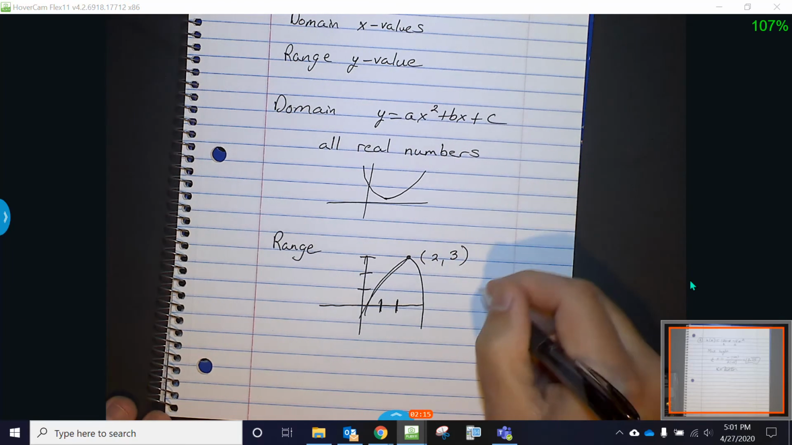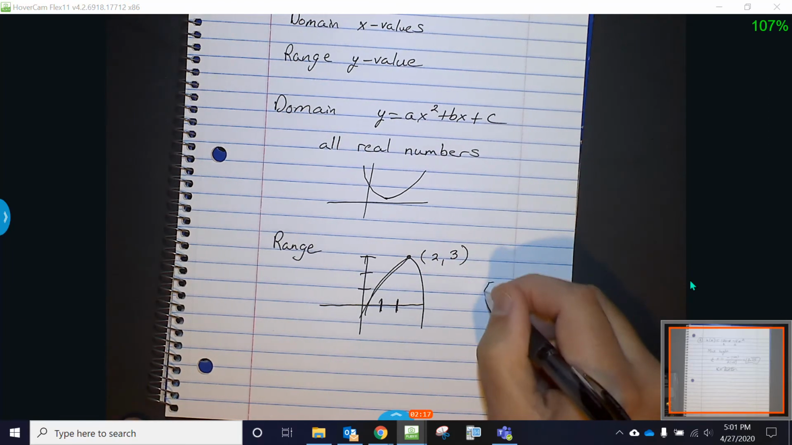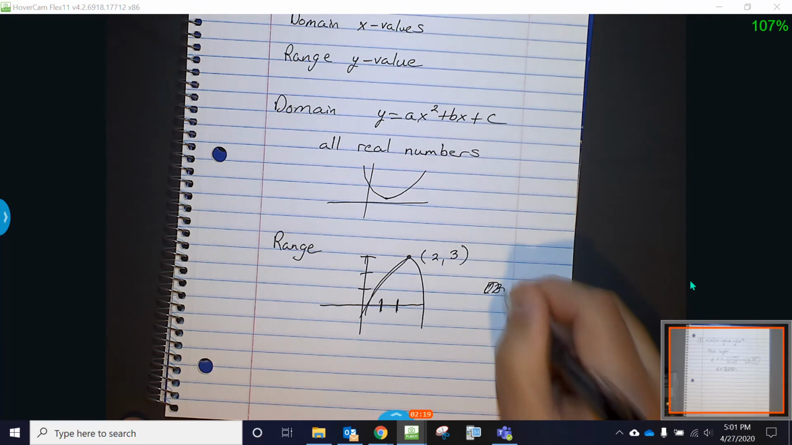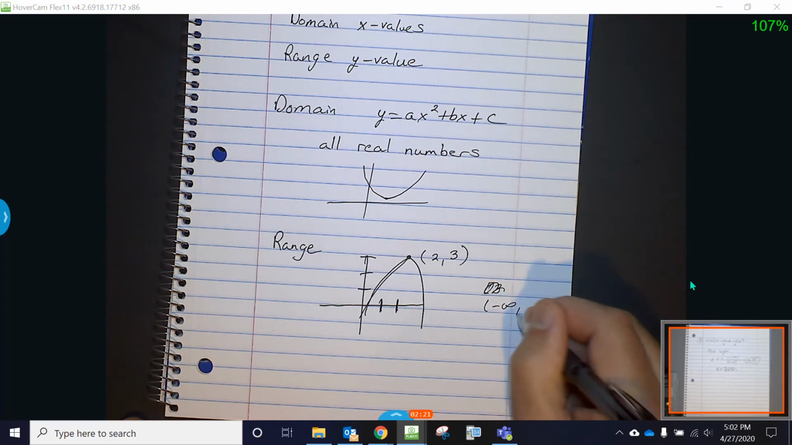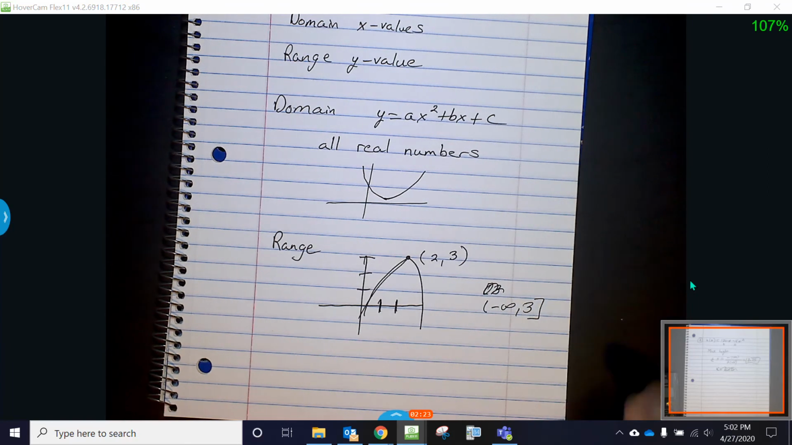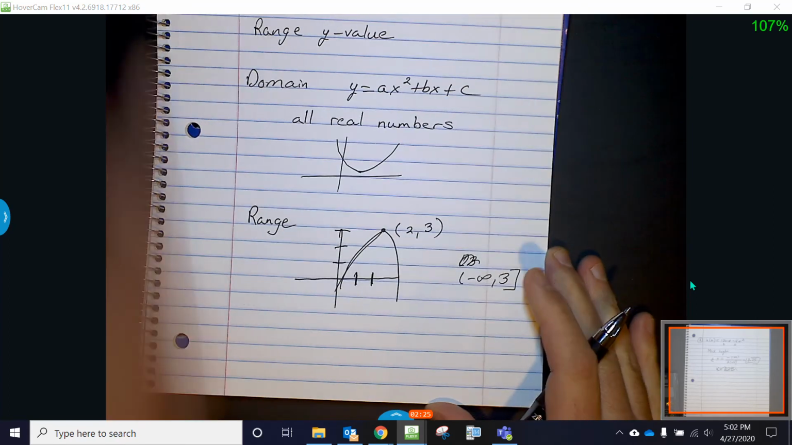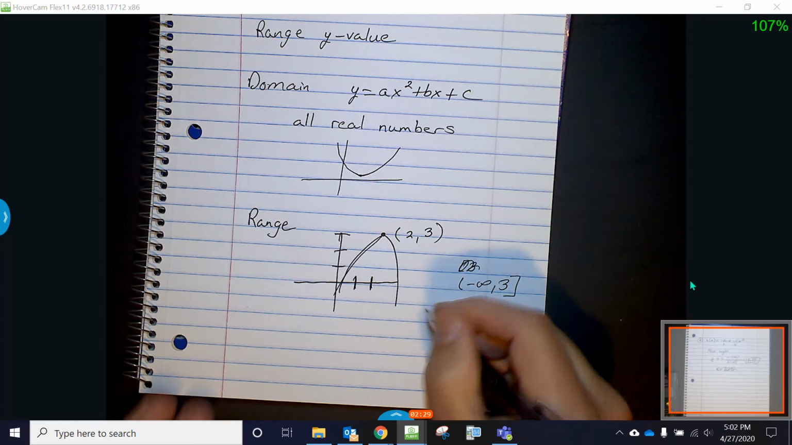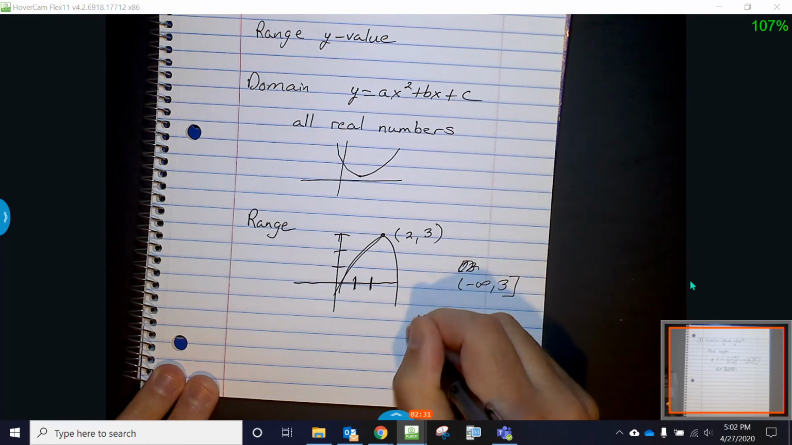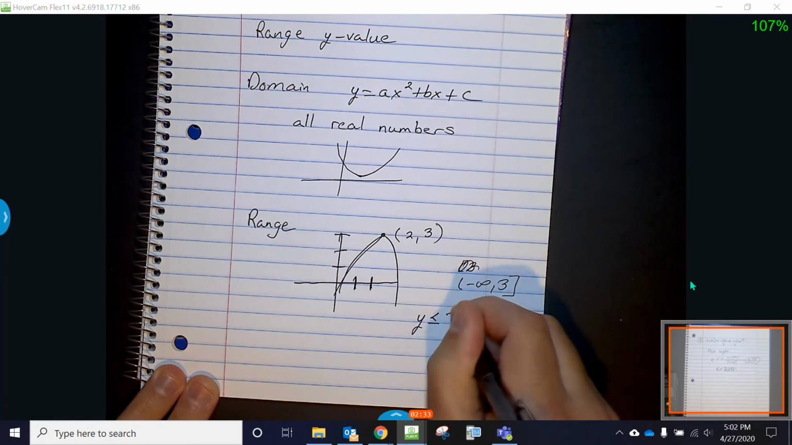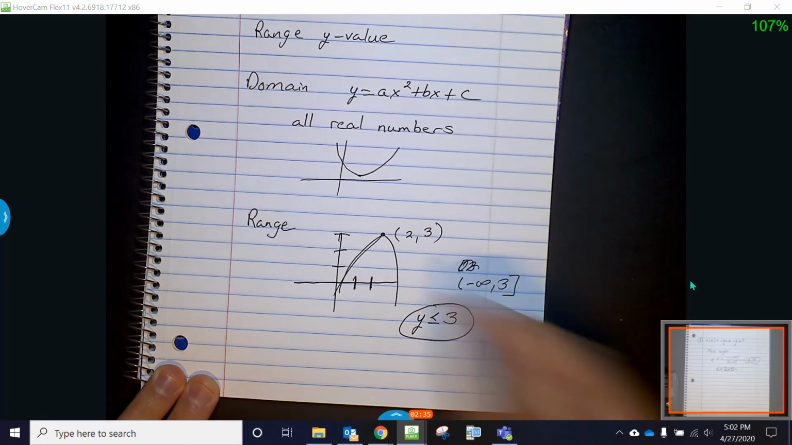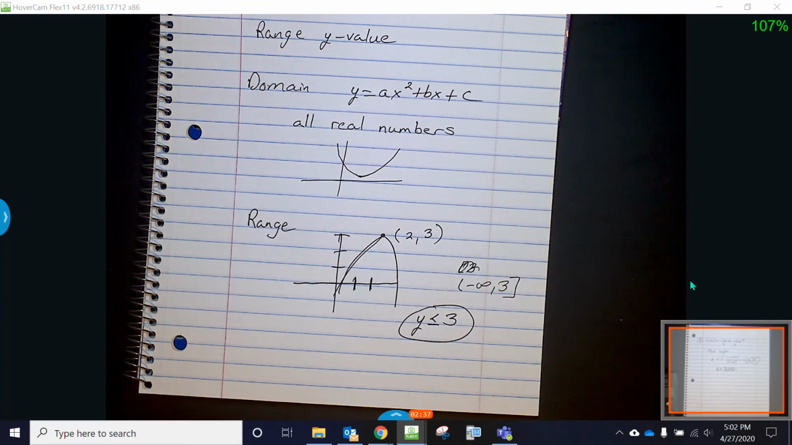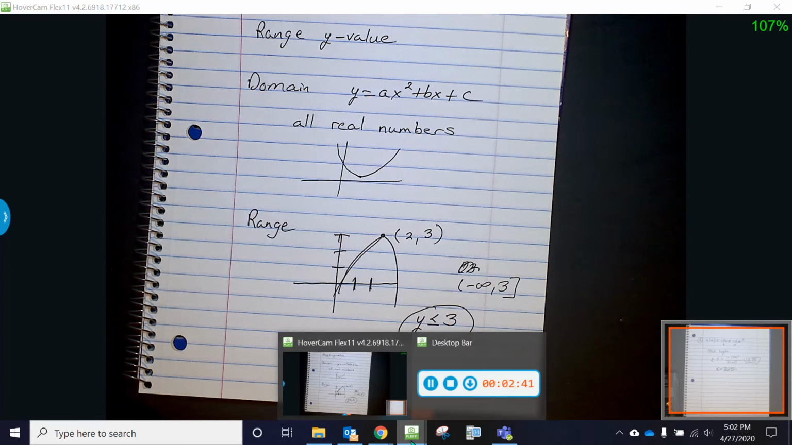In interval notation, it would be negative infinity to 3, but Alex wanted to use an inequality. So for this, we have 3 going down. So your range would be y is less than or equal to 3. Let's just take a look at an Alex problem.